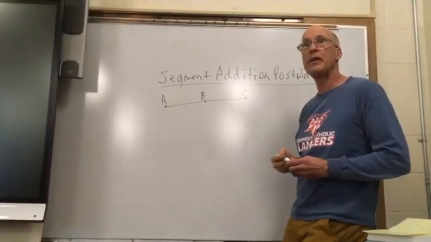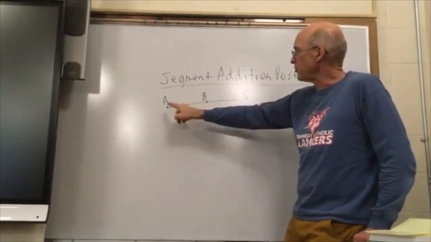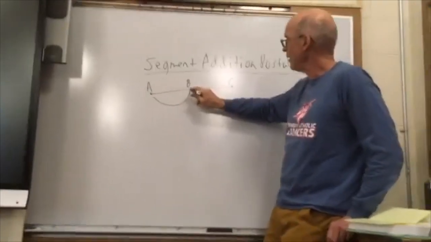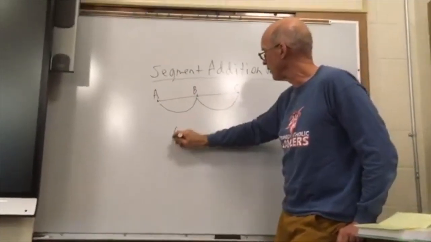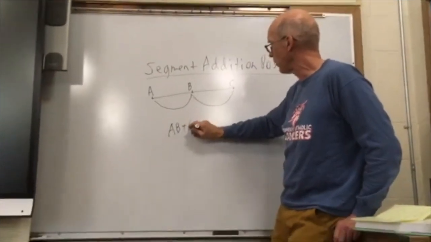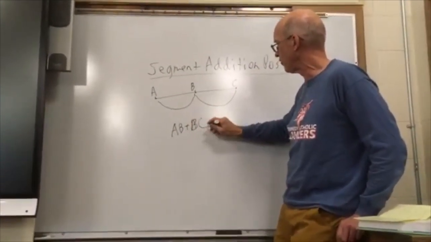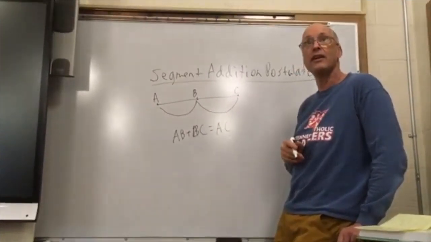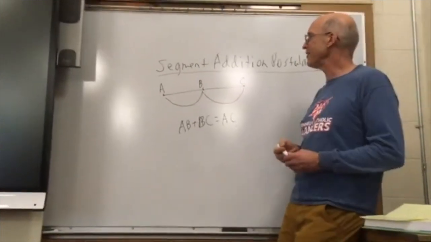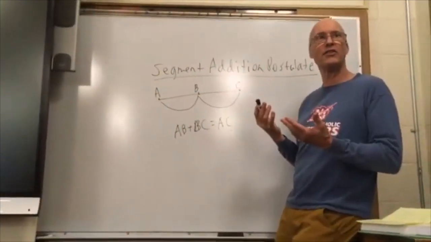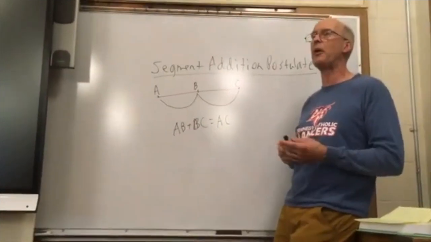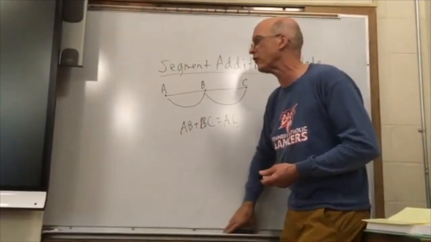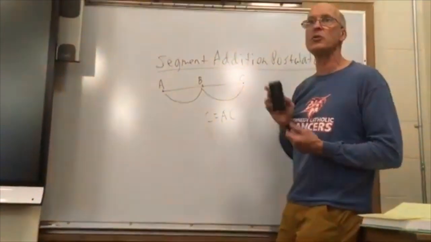For instance, if I had a line segment and I had 3 points on it, A, B, and C. If B is between A and C, then the distance from A to B plus the distance from B to C equals the distance from A to C. In other words, AB plus BC equals AC. Got that? Do you see why you don't really need to prove it? It's so obvious. Usually when you see a postulate, you kind of go, duh. They're self-explanatory almost.